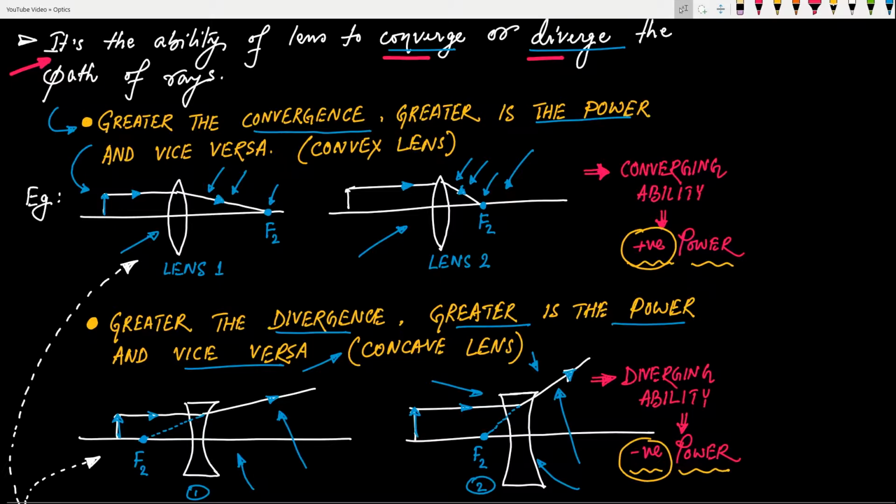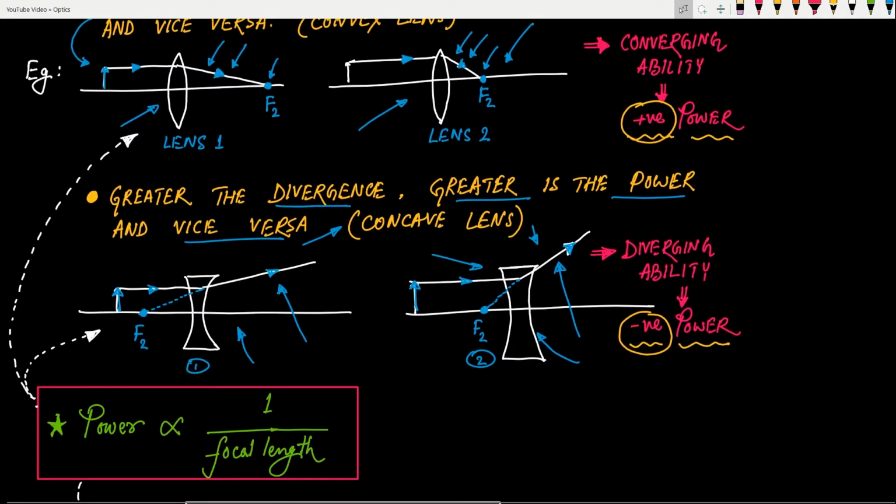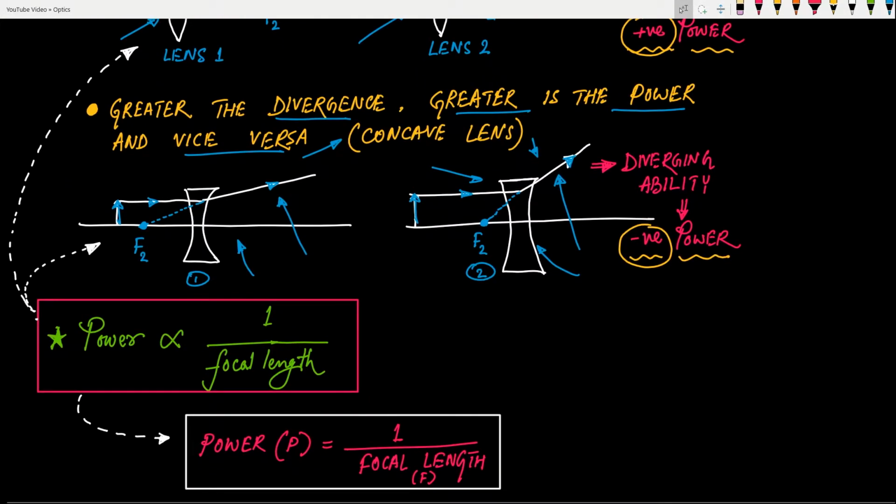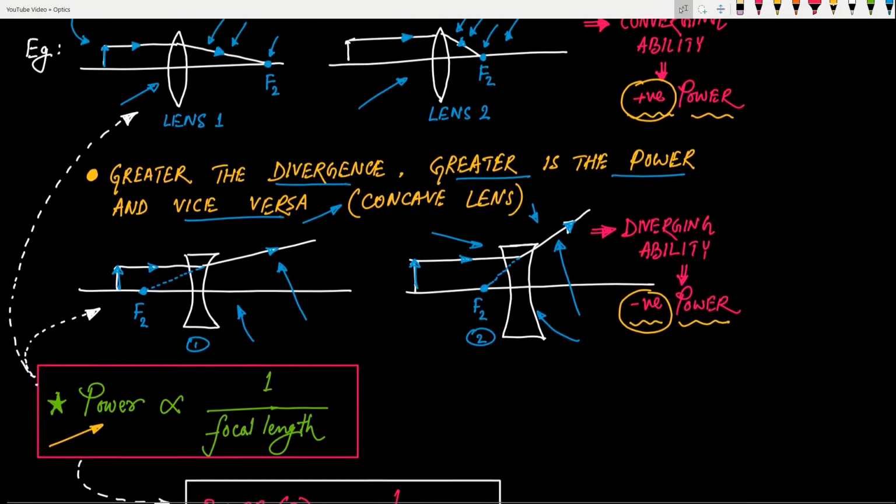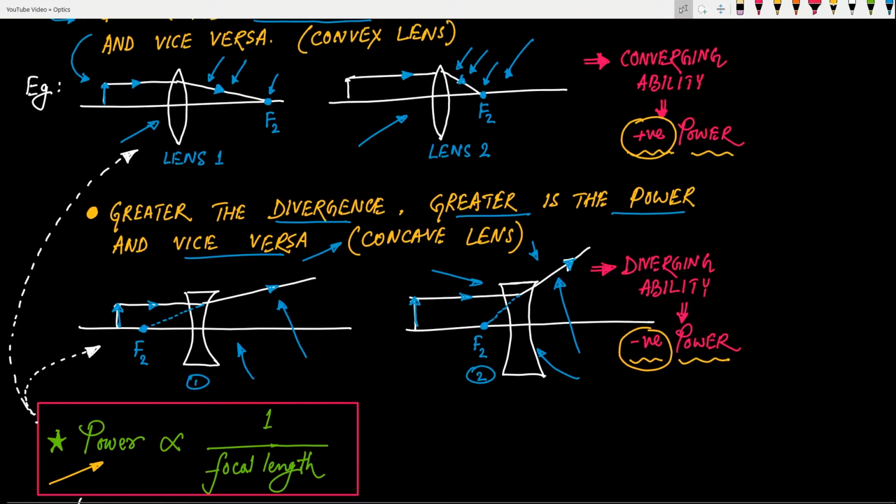Okay, so please take a note of what I'm saying or what you see on the screen, and things will be very clear. Now let's understand the formula for power. Power, as you can see, is written here as inversely proportional to focal length. Now how is this coming? Let's look into that diagram and things will be very clear. Now let's look into this convex lens. Now we know that lens number 2 has more power because the convergence is more in this lens.